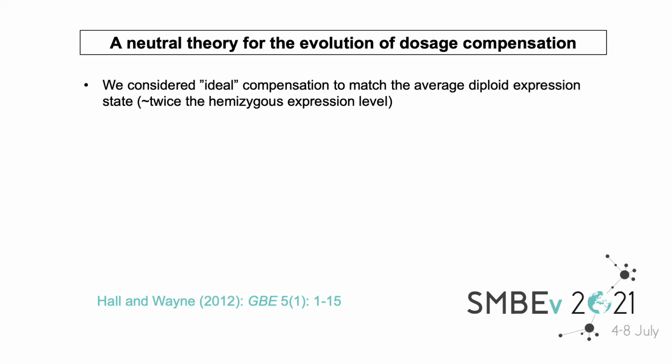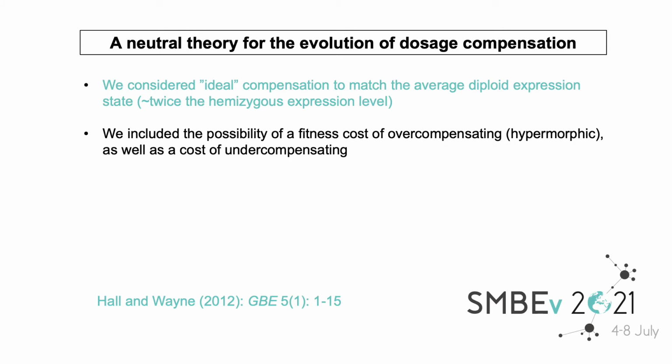We considered that ideal compensation would match the average diploid expression state, i.e. twice the homozygous expression level of a wild-type allele. We included a possibility of a fitness cost of overcompensating, that is, creating hypermorphic alleles, as well as the cost of undercompensating. So when an allele is hemizygous, it is not expressed at the same amount as it would be if it were a diploid allele. And we can imagine that if the expression level of our wild-type diploid allele is optimum, there could also be a fitness cost of overexpressing that allele. And so we included this in our model.